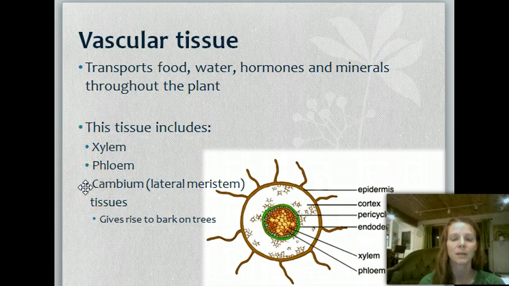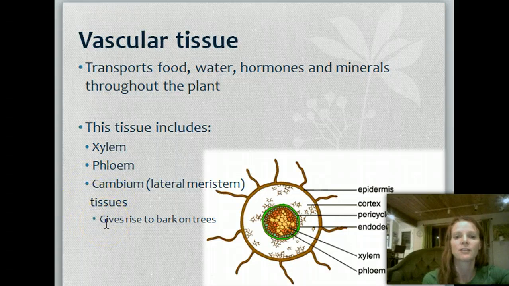The cambium is the lateral meristem. Remember, it basically allows that plant to widen, but also the cambium gives rise to bark on trees. So if we're talking about trees, this lateral meristem, which is the cambium tissue, gives rise to the bark, and that's what allows the bark to kind of grow.